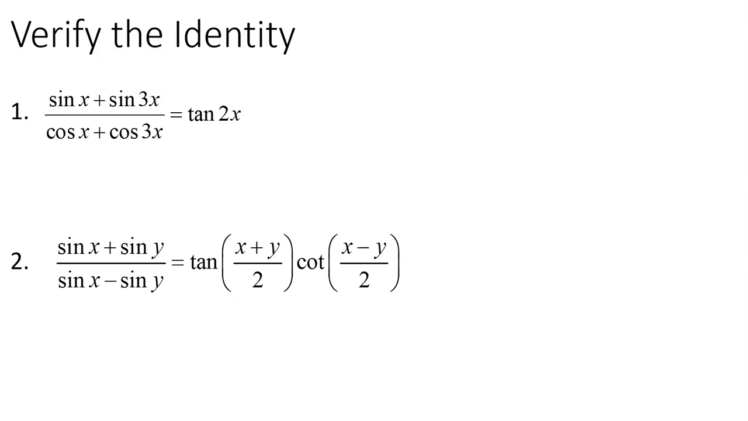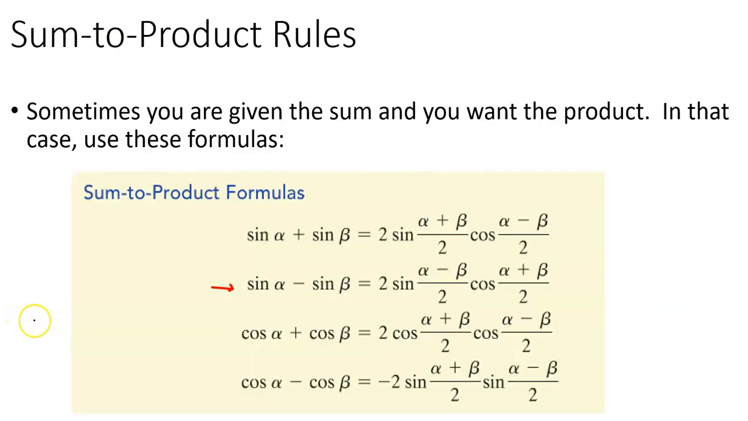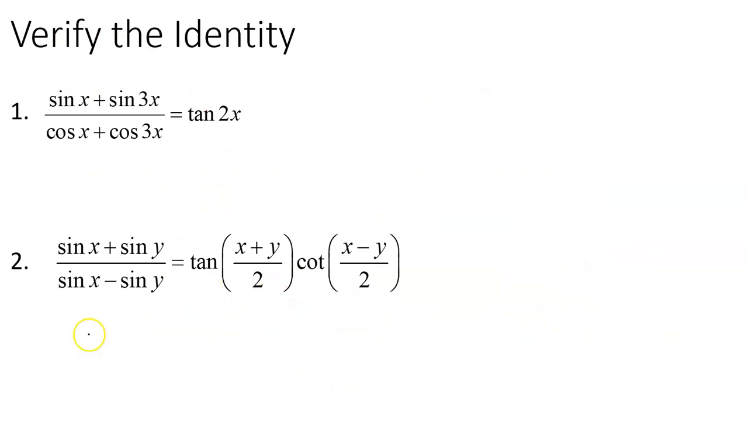All right, look at the last problem down here. Sine of x plus sine of y over sine of x minus sine of y. So I could either work with the left-hand side or the right-hand side. I think I know more formulas for the left-hand side, so let's work on that. Let's tackle the numerator first. Sine of x plus sine of y. That's going to be this first formula here. So 2 sine cosine, sum and difference.